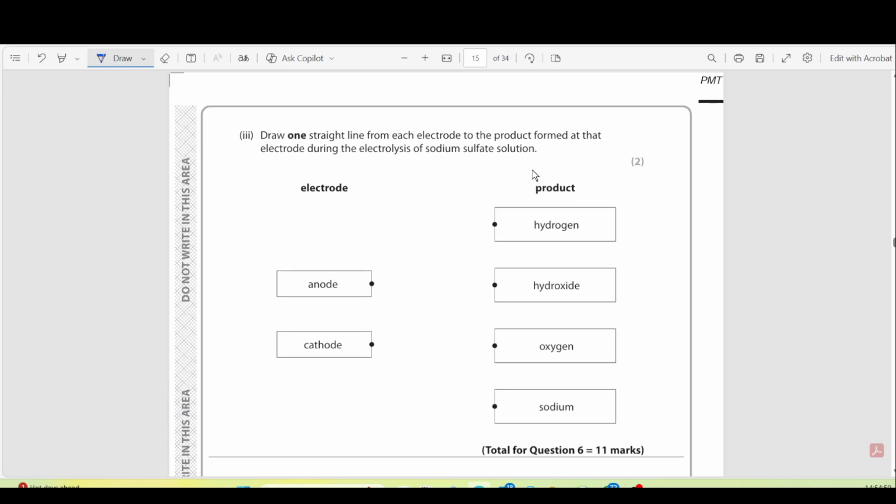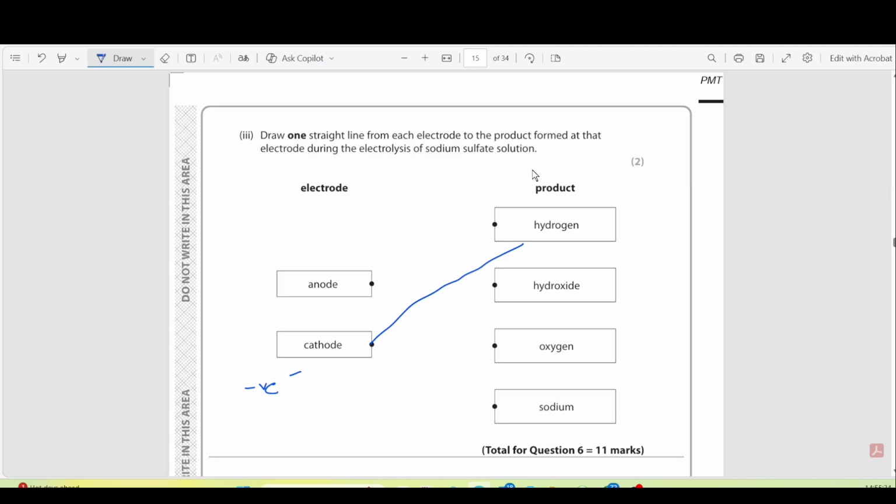Next question is this: draw one straight line from each electrode to the product formed at that electrode during the electrolysis of sodium sulfate solution. So at the cathode, which means the negative electrode, positive ions, which are Na plus and H plus, are attracted to the cathode. If the metal is more reactive than hydrogen, then hydrogen gas is produced instead of the metal. So at the cathode, hydrogen will be produced.